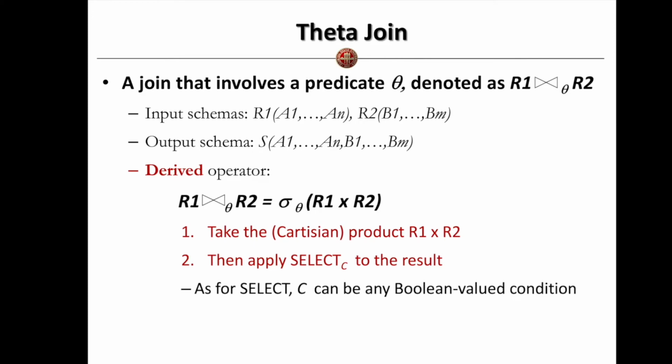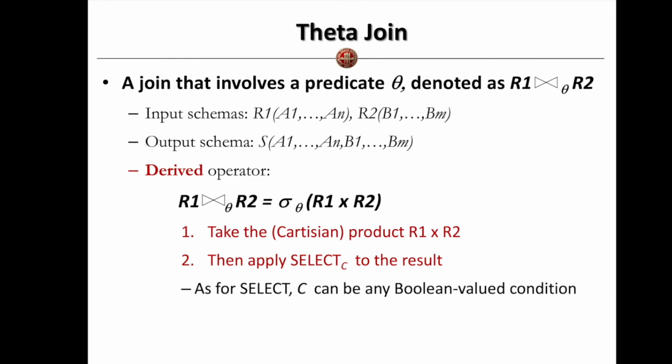So therefore, when we are working on the theta join, we can take the product of R1 and R2 first, and based on the product relation, we can further apply this selection to select some tuples meeting our requirements.